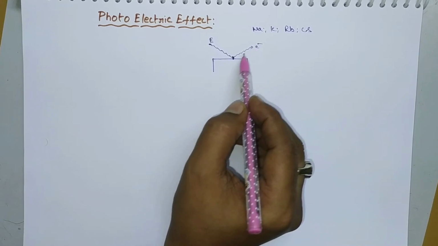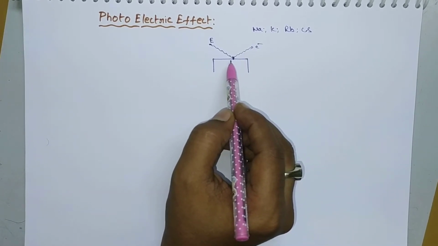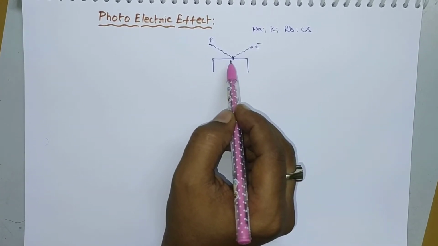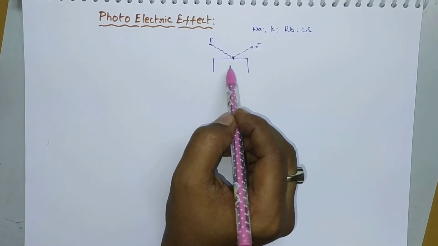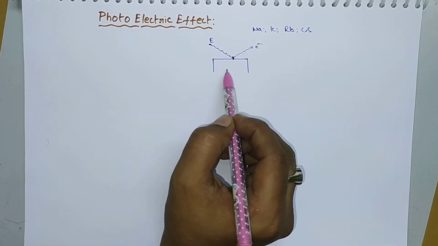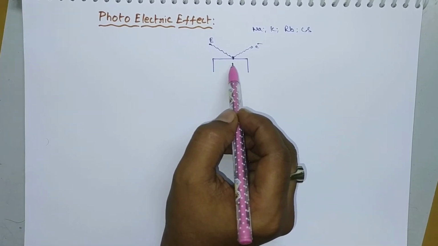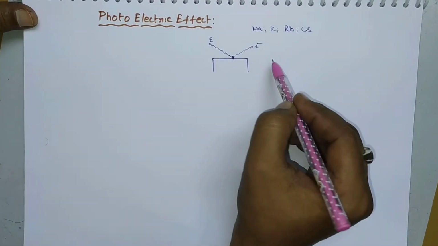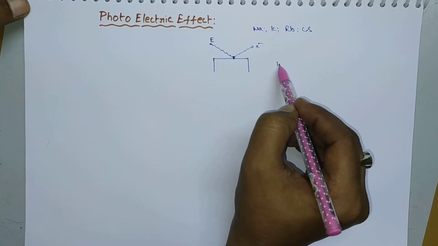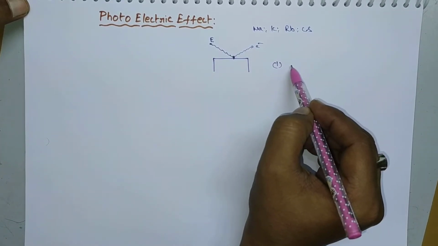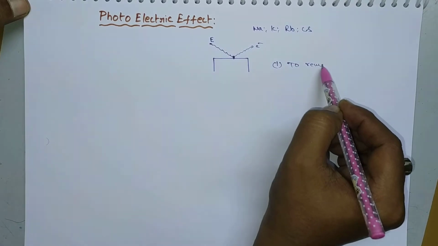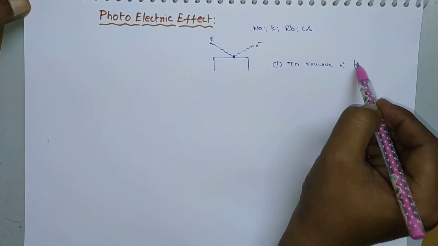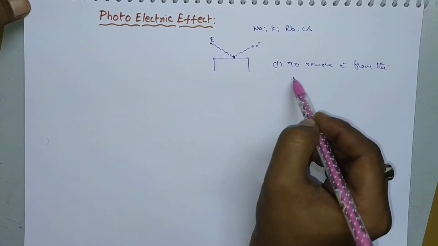Here the electrons are bound with a force, and that force is nothing but the attractive force of the nucleus of the metal. So in order to remove that electron, we have to use some amount of energy. The incident energy is mainly used in two ways. The first one is to remove the electron from the metal surface.